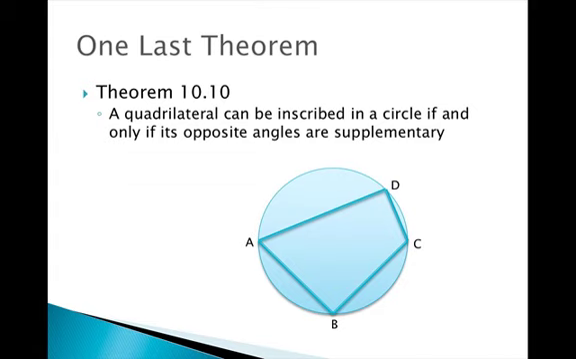Theorem 10.10. This theorem states that a quadrilateral can be inscribed in a circle if and only if its opposite angles are supplementary. So what that means is that if we have a quadrilateral whose vertices are all on the circle, like we do here, quadrilateral ABCD, this can only happen if angle A plus angle C equals 180 degrees, and if the measure of angle B plus the measure of angle D equals 180 degrees.